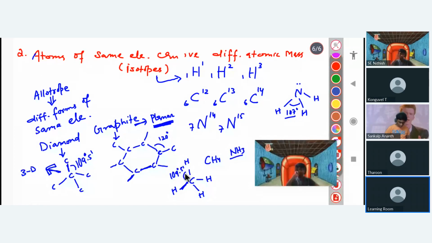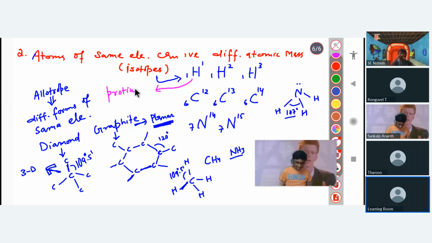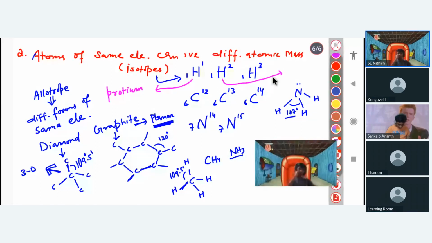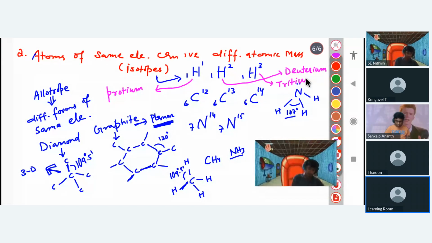They can have different atomic mass, just in case of isotopes. For example, what are the three isotopes of hydrogen? Can you name these three isotopes? H1 is known as protium. H2 is known as deuterium. And H3 is known as tritium. Some also read it differently, but better is to call it tritium.